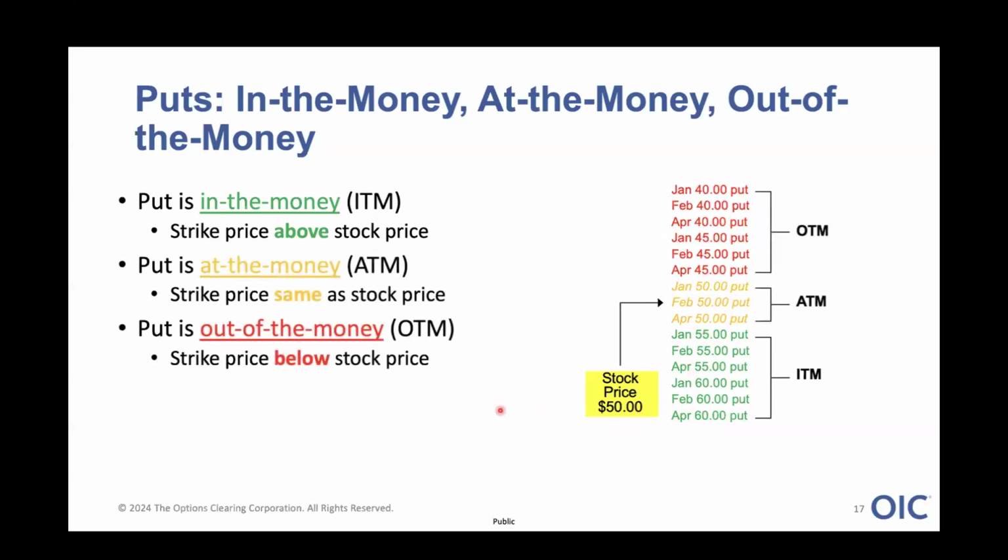Now, the at the money options are the same thing as with the calls. It's the options that are trading closest to where the stock is trading. So in this case, the Jan, Feb, and April 50 puts would be considered the at the money options. And a put is considered out of the money if its strike price is below the stock price. In this case, the 45 and 40 level puts would all be considered out of the money options.